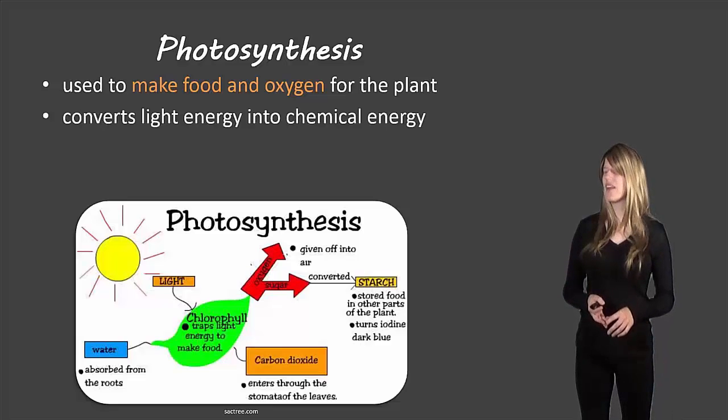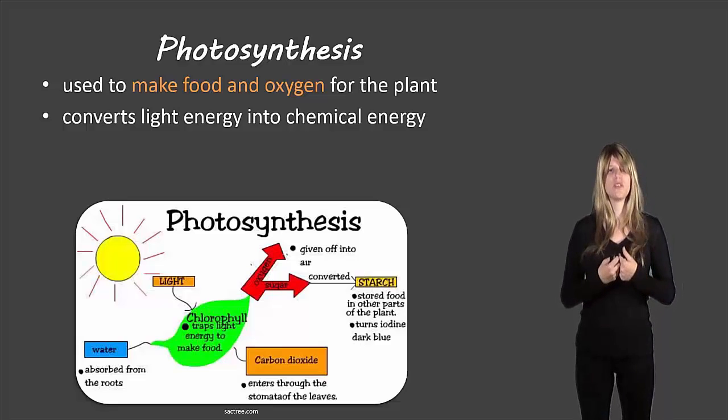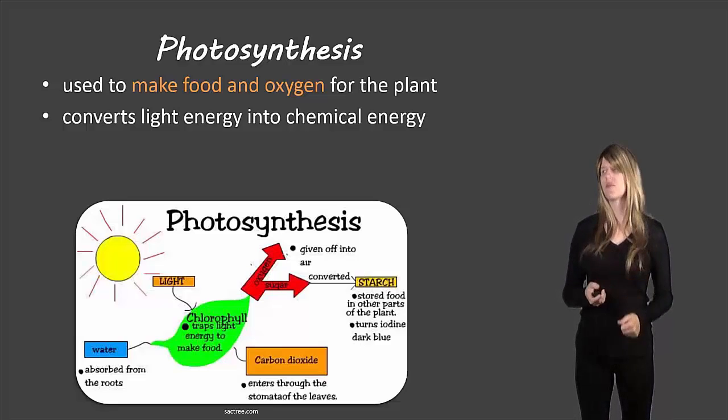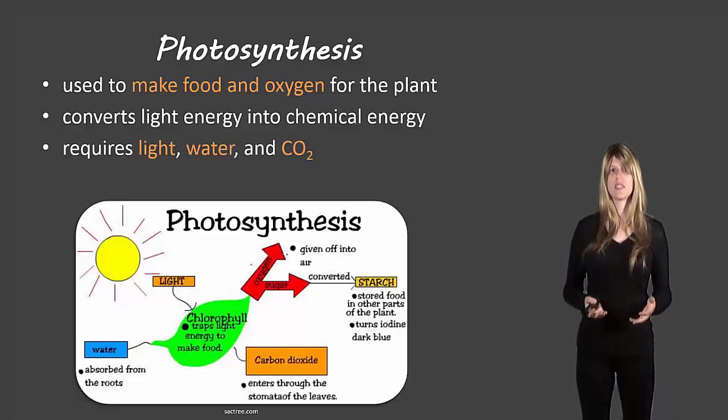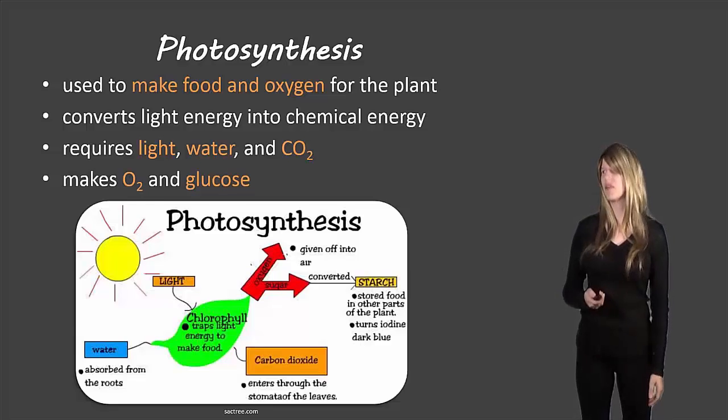So it converts light energy into chemical energy. What that means is that it's taking light energy from the sun, or if they're inside, maybe light energy from a light bulb, and converts it into chemical energy, which means it creates new chemical bonds, in this case sugar, and that sugar can be used for the plant to grow, or it can be used to help it reproduce, or various different purposes. So that chemical energy is in the form of sugar. For photosynthesis to occur, it requires light, water, and carbon dioxide, and it produces oxygen and glucose. Glucose is a type of sugar, so that's the food that's made by the plant.